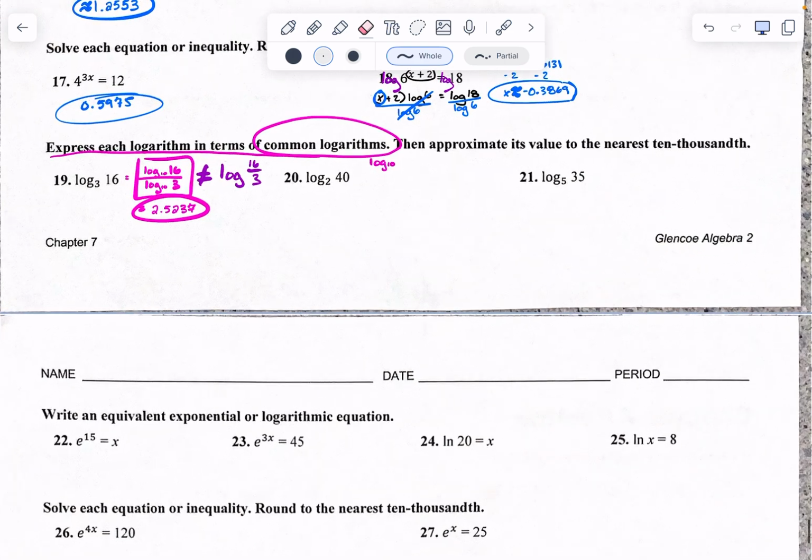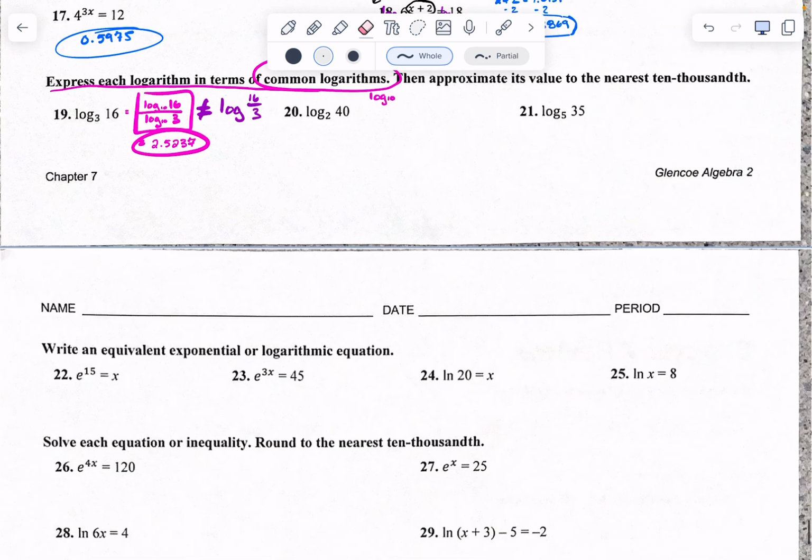Are we ready for the backside? Yes. I want to get a few sections down on the backside so we can do some whiteboards tomorrow.